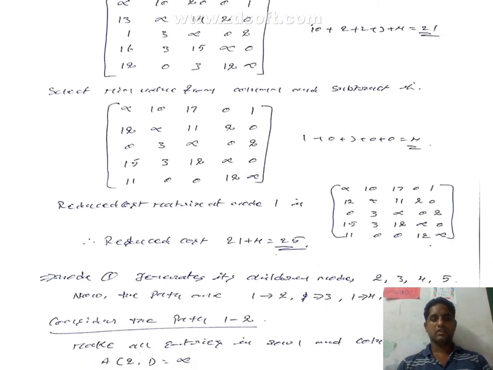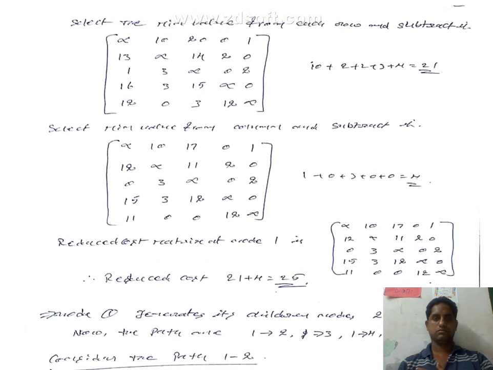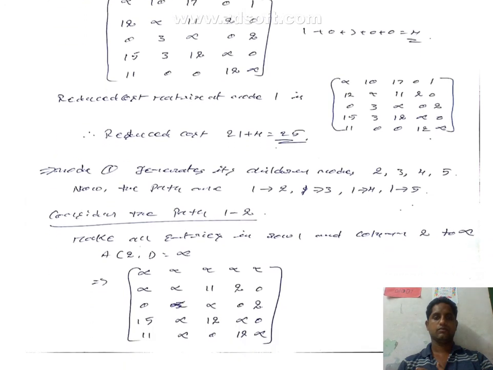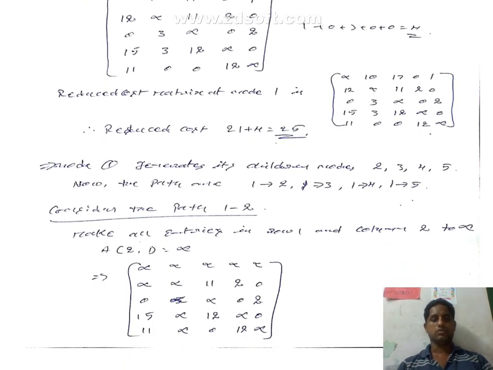So node 1 generates its children, nodes 2, 3, 4, 5. The edges are 1 to 2, 1 to 3, 1 to 4, 1 to 5. Now consider 1 to 2. From the first node, we go from node 1 to 2, 3, 4, 5.